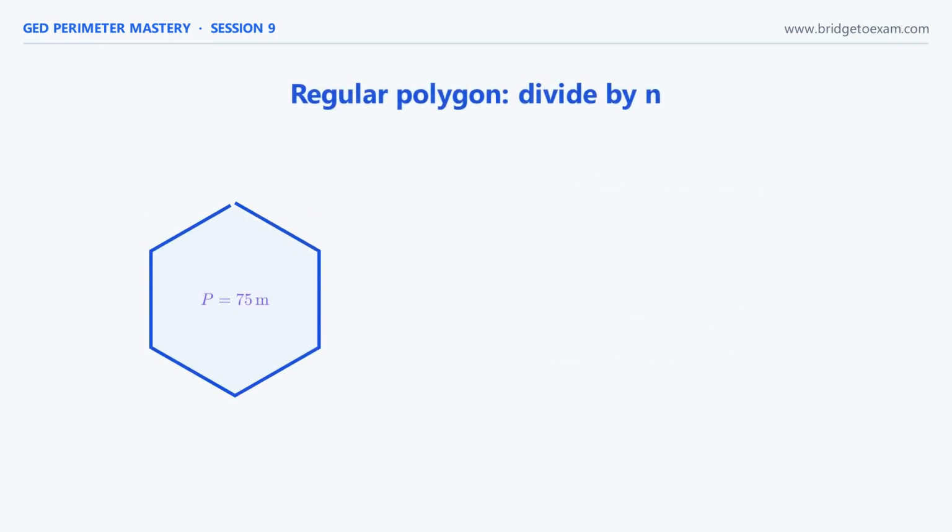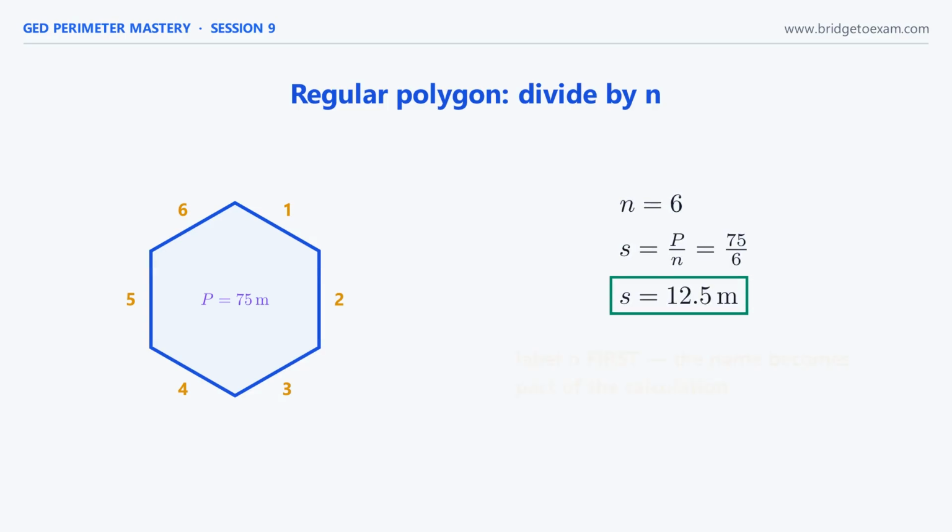A regular polygon works the same way because P equals N times S. So S equals P over N. A regular hexagon with perimeter 75. 6 sides, so 75 over 6 is 12.5 meters. Label N equals 6 before you divide. That way the polygon's name becomes part of the calculation.